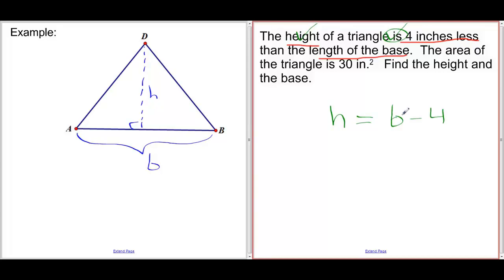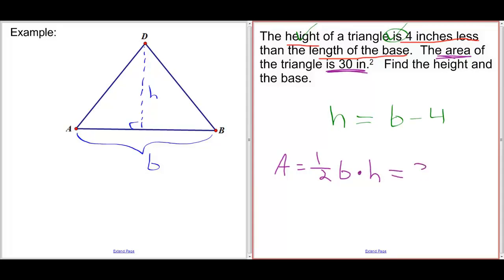We know the area of a triangle is 1/2 base times height. We can use the b and the h in that case, so we could just write that, and then we can just say it equals 30. So if it equals 30, we really don't need the area there.